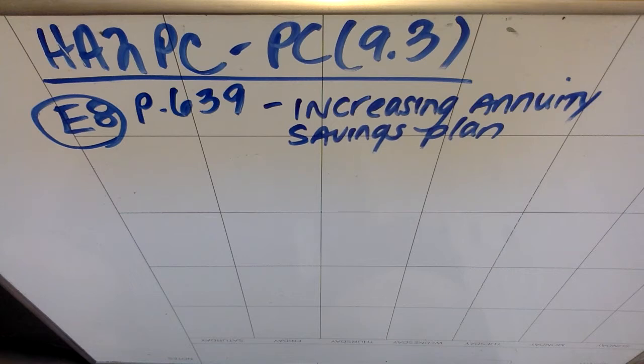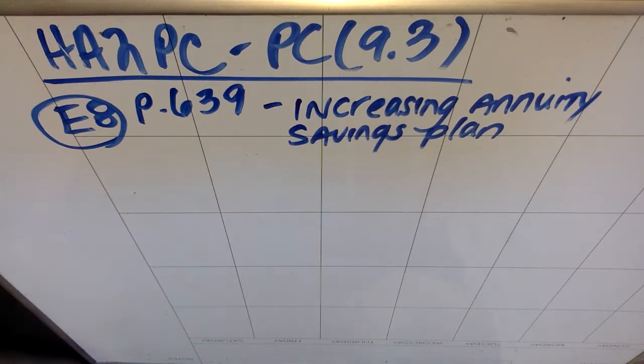If you want to actually see the paragraph, you're welcome to go to page 639 in your Pre-Calc textbook. So example 8. A deposit of $50 is made on the first day of each month in a savings account that pays 6% interest compounded monthly. What is the balance at the end of 2 years? This particular type of savings plan is called an increasing annuity plan, so let's walk through exactly how that works.